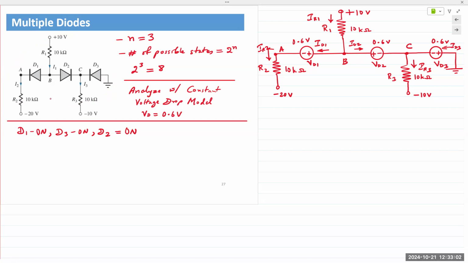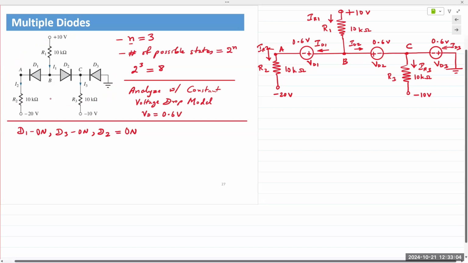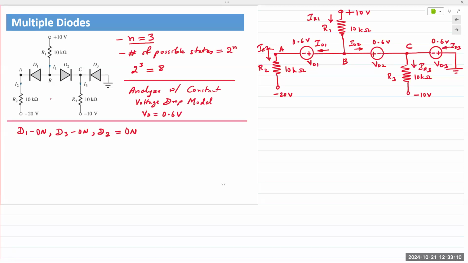Okay. Now, when you're analyzing circuits with multiple diodes, the first thing to do is to count the number of diodes. Here, obviously, it's very straightforward. We only have three diodes. But in real life circuits, of course, there could be tens or hundreds of diodes. And with each increasing diode, the complexity of the circuit increases, the analysis increases, because we are analyzing for one state of a diode at a time.